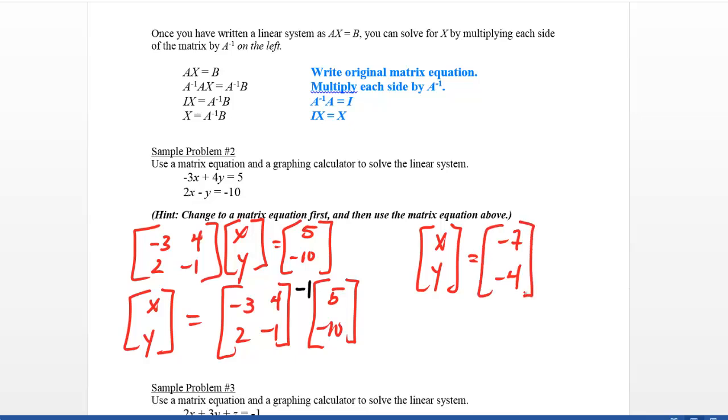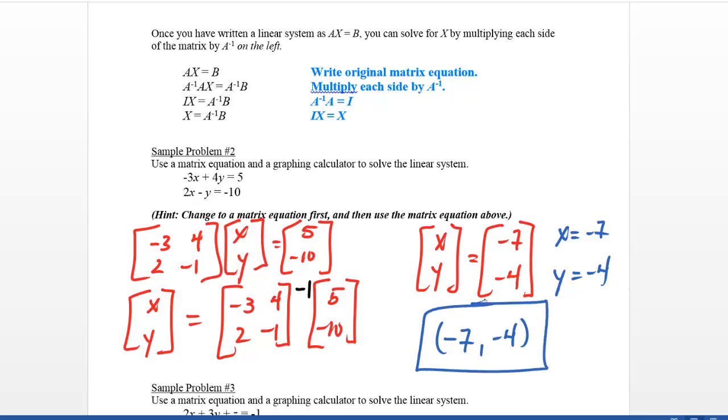this resulting matrix. Now, here's the final part of this problem. We've solved the matrix equation and gotten a value for each of the variables. According to these equivalent matrices, X equals -7 and Y equals -4. However, since we're solving a system of equations, we know that this X and Y represents a point, and that point represents the solution to our system of equations. Okay, so that's a good example using matrix equations.